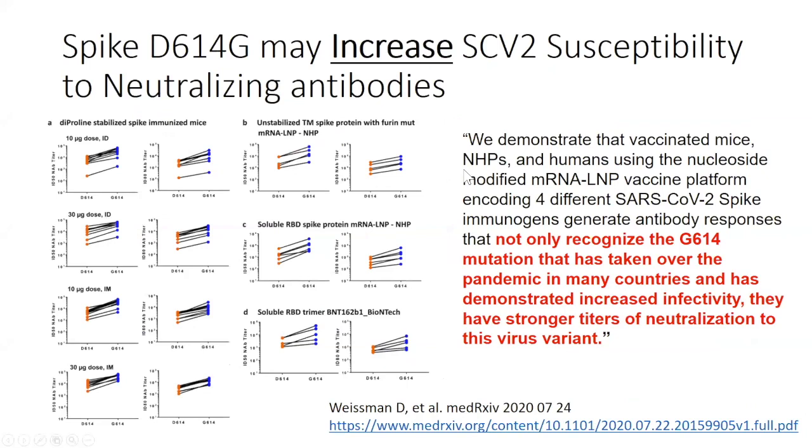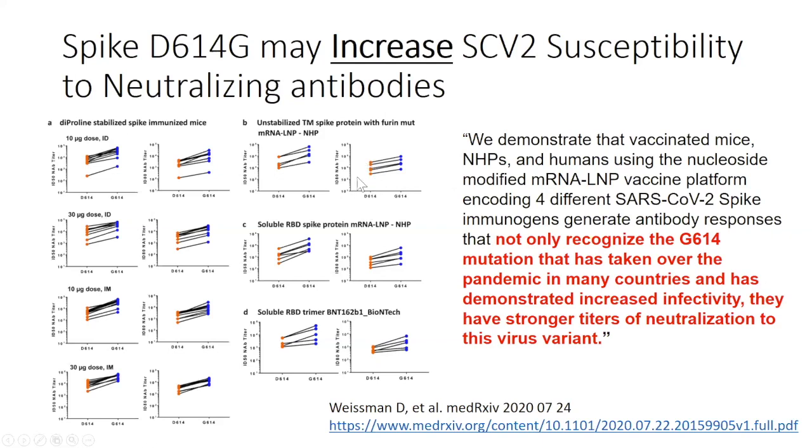What's thought to be true is that this change increases the infectivity of the virus by stabilizing that S1 domain. But this is perhaps one of the more interesting things that I've run across recently. This is a report from July from Drew Weissman's group at Penn, where they demonstrated that vaccinated mice, non-human primates, and humans who have recovered from infection, or humans who've received the mRNA vaccine that includes the spike protein, that this plasma from all of these organisms more effectively neutralizes the glycine version, the one that evolved, than the original aspartic acid version.